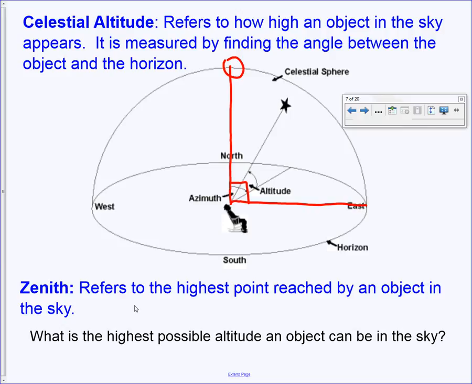Now, the highest possible zenith is 90 degrees, but that doesn't mean that every object gets 90 degrees in the sky. Sometimes our sun only gets up to about 70 degrees or 60 degrees. So whatever the high point is during the day or night or whatever time you're looking at an object, the zenith refers to its highest point in the sky.